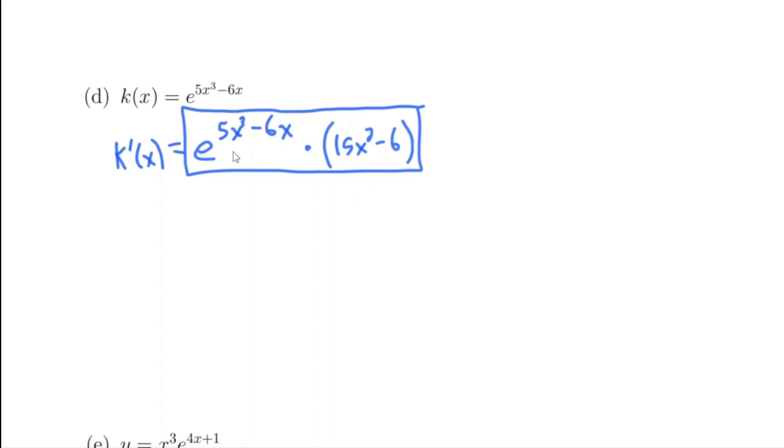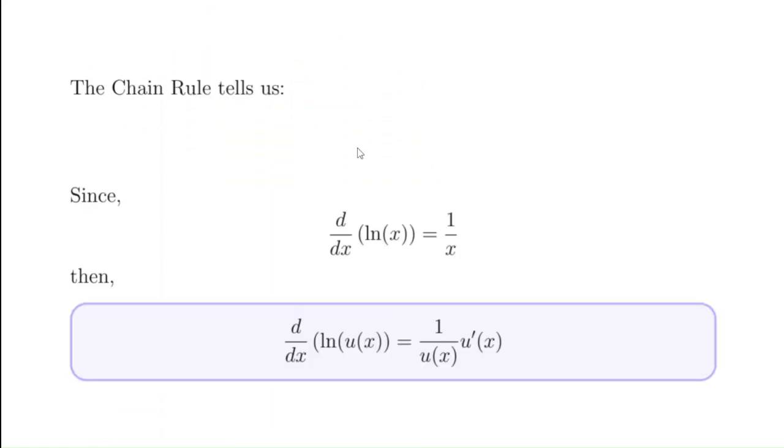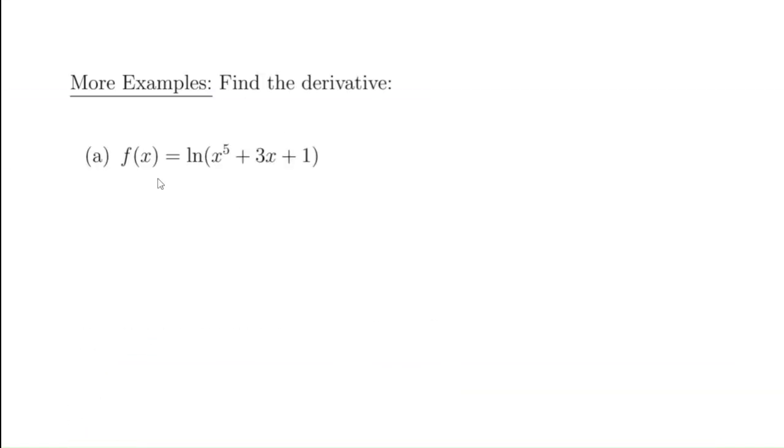Now, you could put this part out in front of the e, but the way you take the derivative of e to the something is just going to be e to the something, and then times the derivative of the something. In fact, the chain rule tells us a couple things. It tells us that if the derivative of natural log of x is 1 over x, which we know, then the derivative of natural log of some u of x would be 1 over that something, then times the derivative of the something. So again, the derivative of natural log of u of x is going to be 1 over u of x, but then times the derivative of u of x.